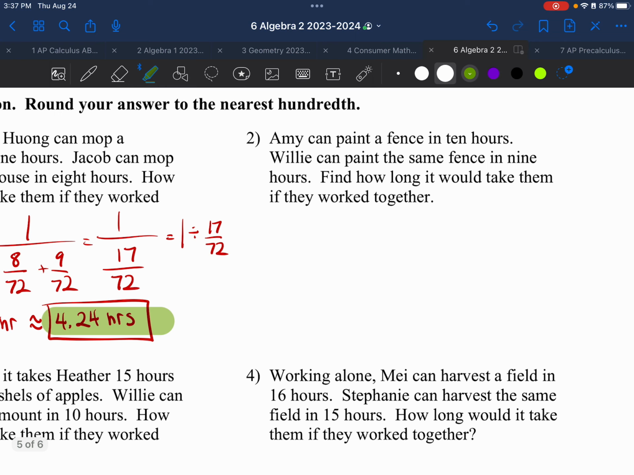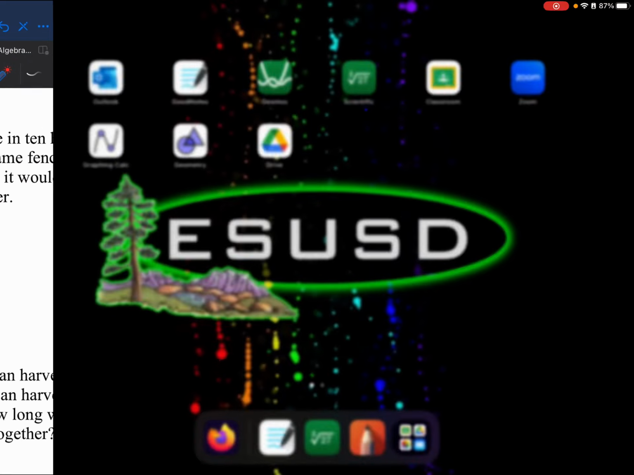All right, number 2. Amy can paint a fence in 10 hours. So we're going to write some notes to ourselves. Amy is 10 hours and Willie can paint it in 9 hours. So it's going to be the same setup where I'm going to do 1 over a number plus 1 over another number. The first number is 10, the other number is 9, and then I do all of this math. I noticed with these problems, they're the same format over and over again. Number 3 and 4 will be the same format. So I'm going to use a bit of a cheat, and I'd like you to do that too. You get the cheat because you're watching the video.